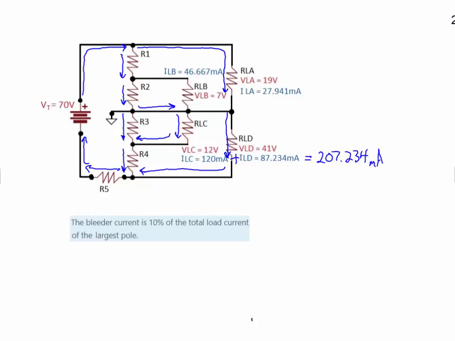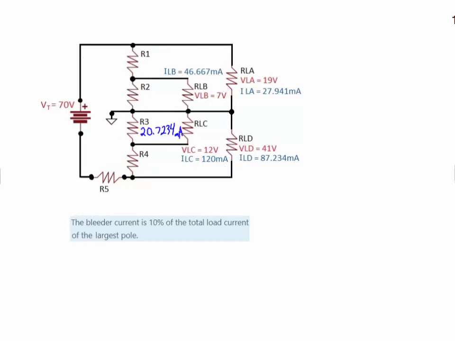So if you look at the circuit here, the only current that doesn't have the possibility of flowing through a load is the current flowing through resistor 3. So resistor 3 is going to be our bleeder resistor. So if I take 10% of the load current, that's 207.234 milliamps, so 10% of that would be 20.7234 milliamps, and that's going to be flowing through resistor 3. So there's my current 3.